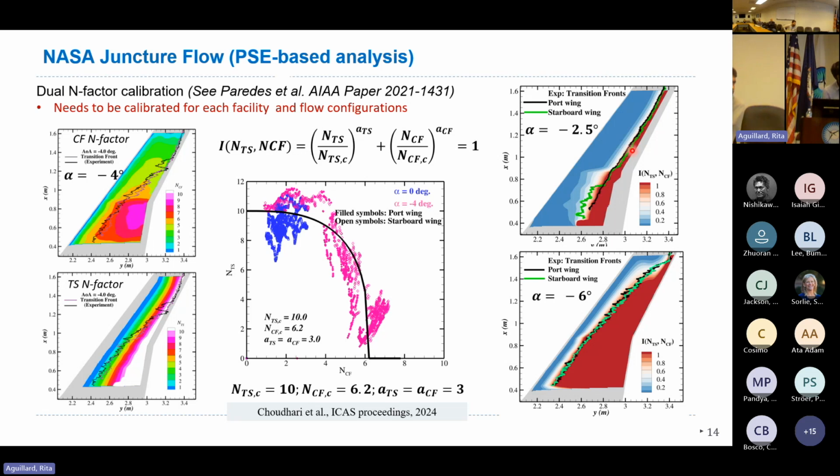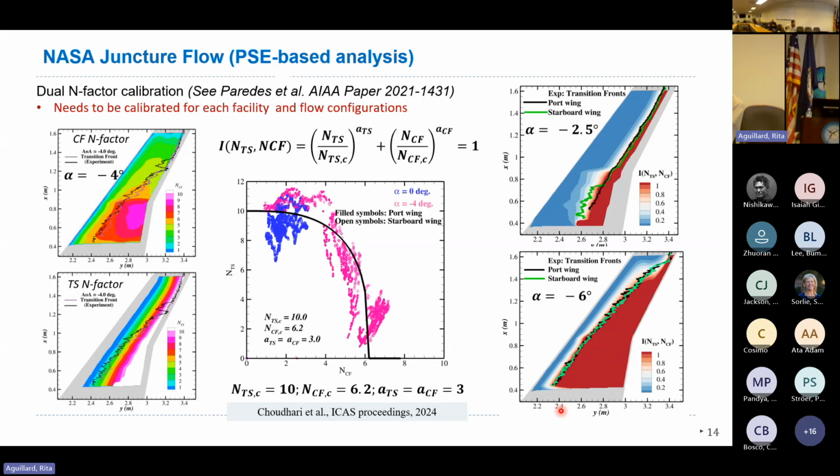As you can see, for 2.5 degrees, most of it is TS dominated with some crossflow in the inboard section of the plane. Again, the method is able to capture that quite well. And at -6 degrees, where it's completely crossflow dominated, you can see the noisy front coming from the experiment, and our method is able to capture that.